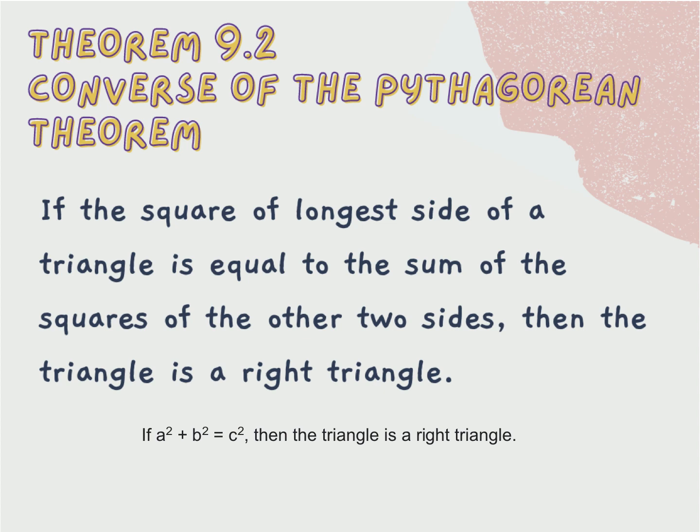So this is just stating that if they give us the sides and the equation right here works with it and it's equal, then the triangle is going to be a 90-degree triangle. So we're working backwards. Before, we were given a right triangle and had to find the sides. Now they give us the sides, and we have to find out if it's going to be a right triangle.